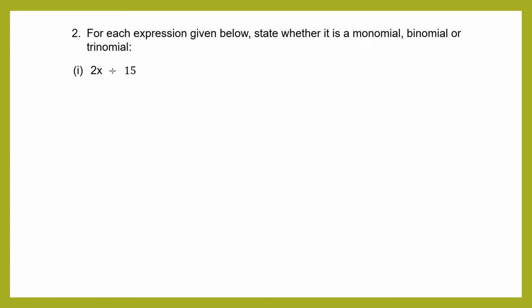Now, let's look at the first question here. If you take 2x divided by 15, they are not separated by a plus or a minus sign. Instead, it is separated by a division sign. That means I can write this as 2x by 15. That means it has only one term. So now it has become 1. It's become a single term. So if there is only one term, we call it a monomial.